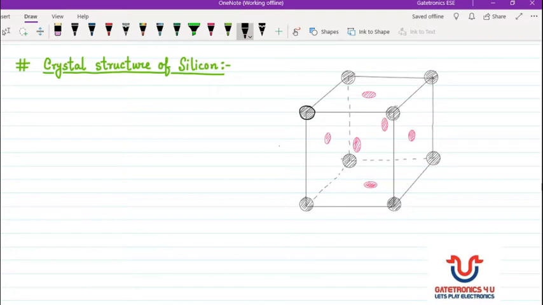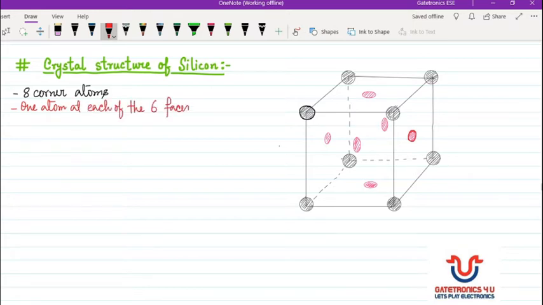At every corner of the cube there will be an atom. So we can say there will be 8 corner atoms in the unit cell, and there are 6 faces of this cube, and in each face there will be an atom in the middle of the face. So there will be one atom at each of the 6 faces, so there will be 6 atoms.